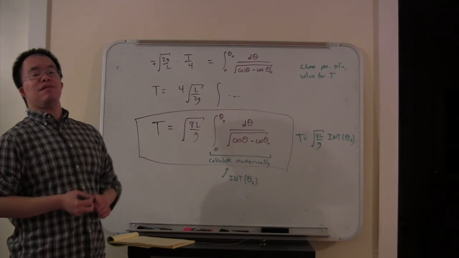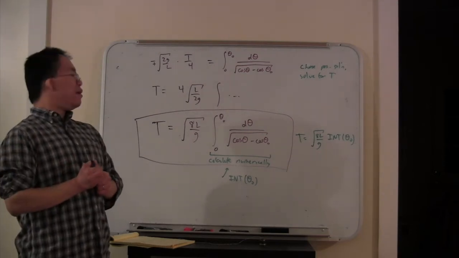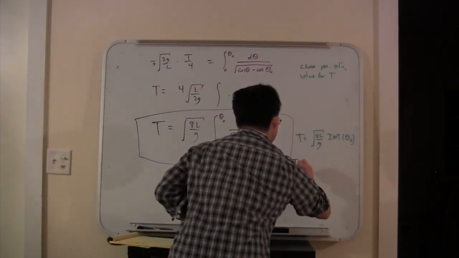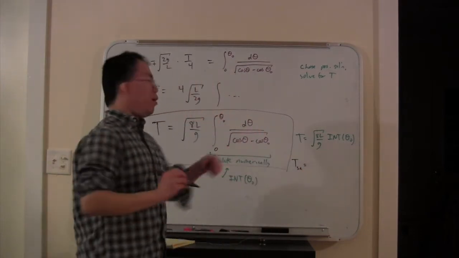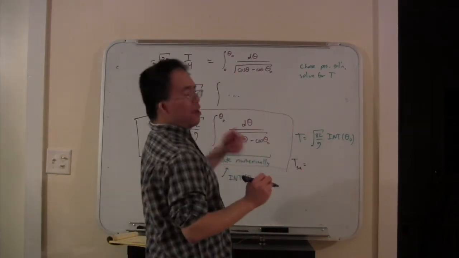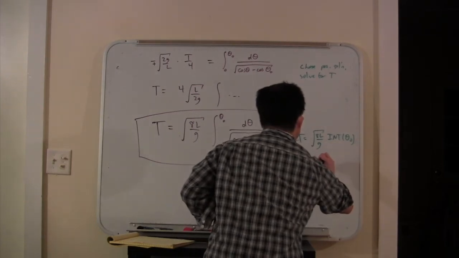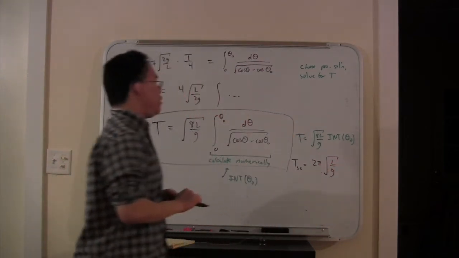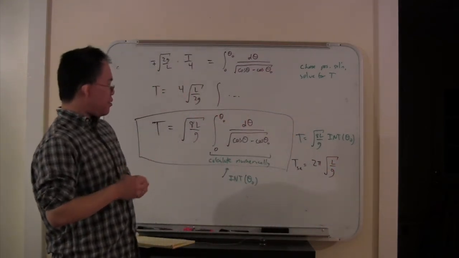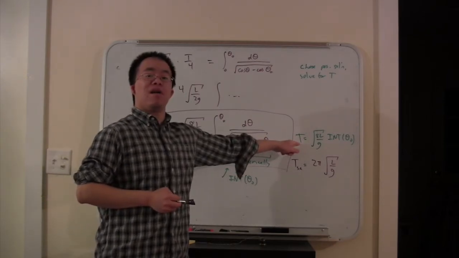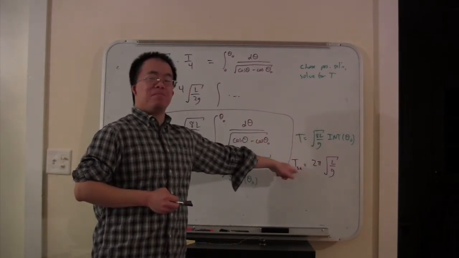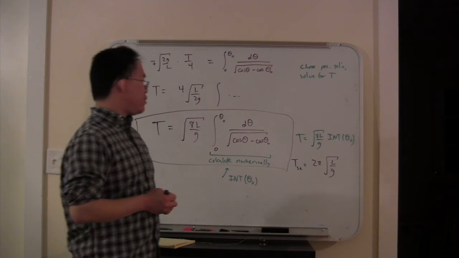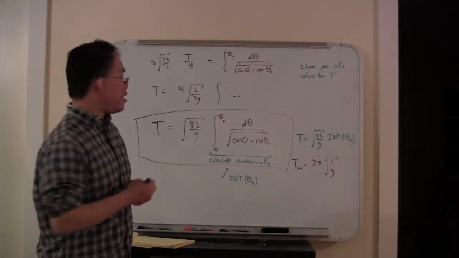Notice how this differs from the result for small angle. If we have the small angle result, I'll write that as T sub SA. We said that was 2 pi root L over G, right? Now, if this result is valid at all angles, well, these two things had better agree when theta naught is small. So that's something we'll be able to actually go and check in a second.